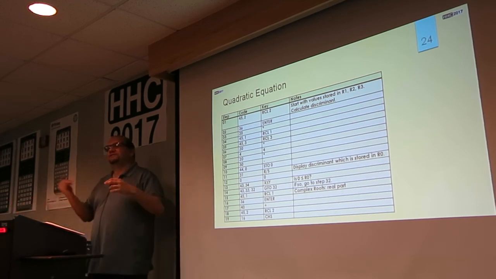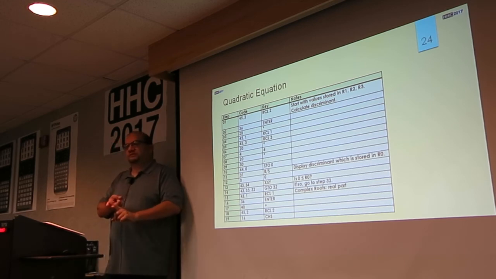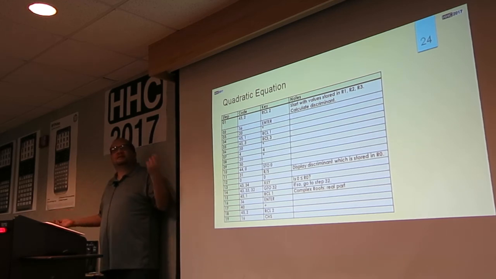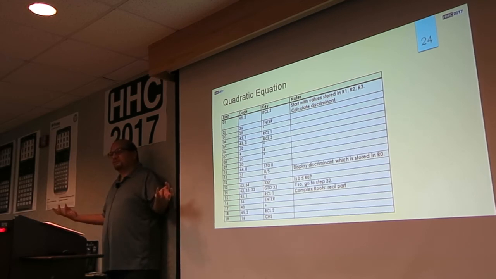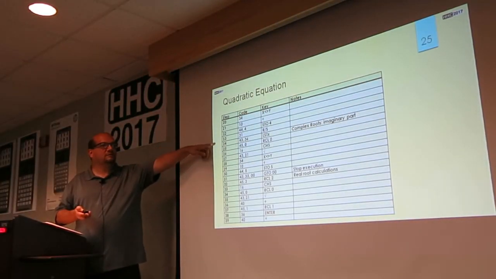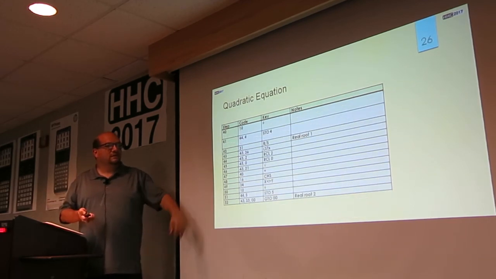Because if it's positive or 0, the next 2 results are going to be real roots. If it's negative, then you've got complex conjugates, so the next 2 results will be the real part and the imaginary part respectively. And here's the rest of the program, and here's the complex root, and then the real root area.